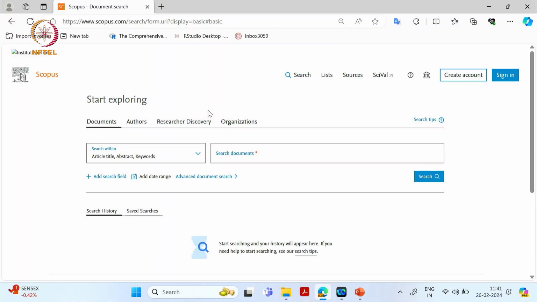Now see another example of documents indexed in the Scopus database. Okay. So this is the interface of Scopus.